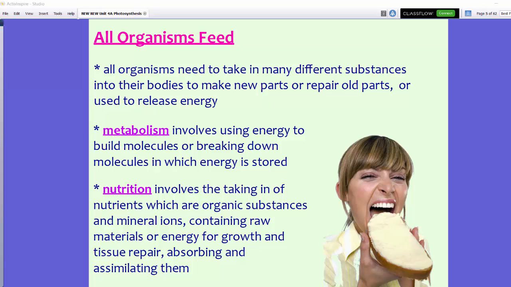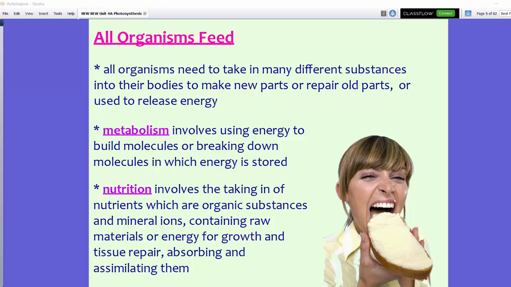They all need to receive nutrients somehow in order to gain energy to do the things that they need to do. Both unicellular cells along with multicellular organisms all need to feed in some way. So all organisms need to take in many different substances to their bodies to make new parts, repair old parts, or even to use in order to release energy. Now, metabolism involves using that energy to build molecules or breaking down molecules in which energy is stored.